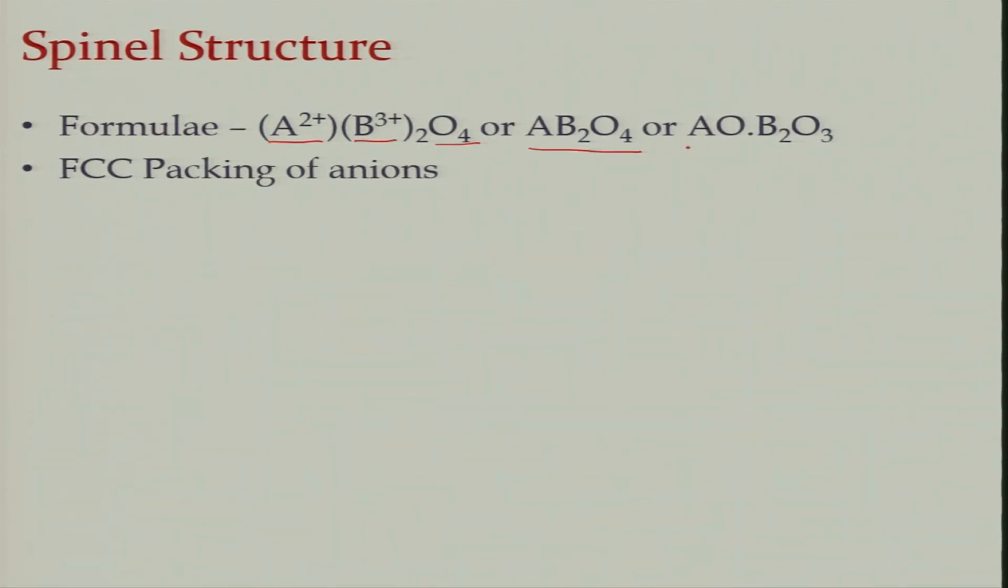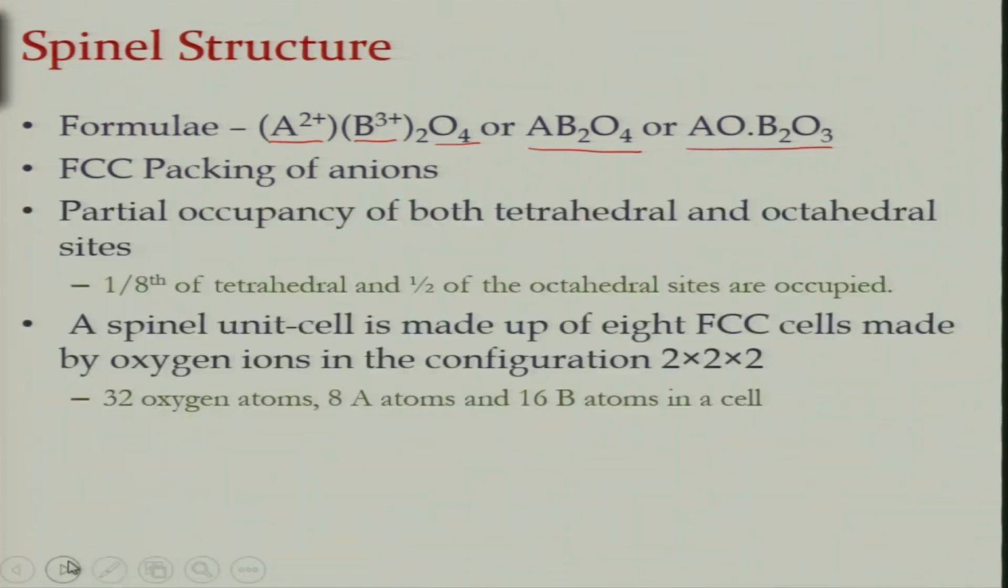4 oxygen atoms. You can also write this in such a fashion that it is a mixture of 2 sublattices, one of AO and the second of B2O3. This is another way of representing this. So it is a mixture of two oxides, AO.B2O3. This again is based on FCC packing of oxygen or anions, and in this structure you have partial occupancy of both tetrahedral and octahedral sites.